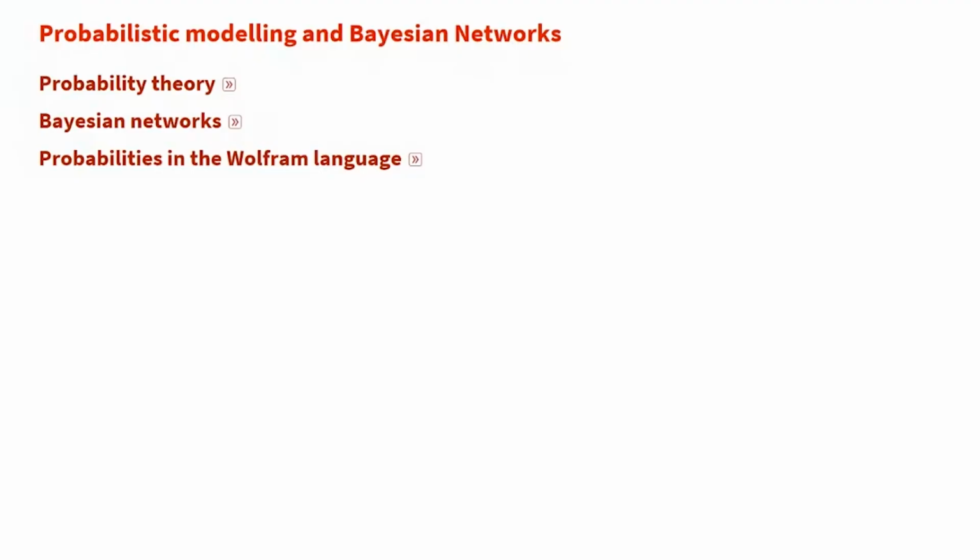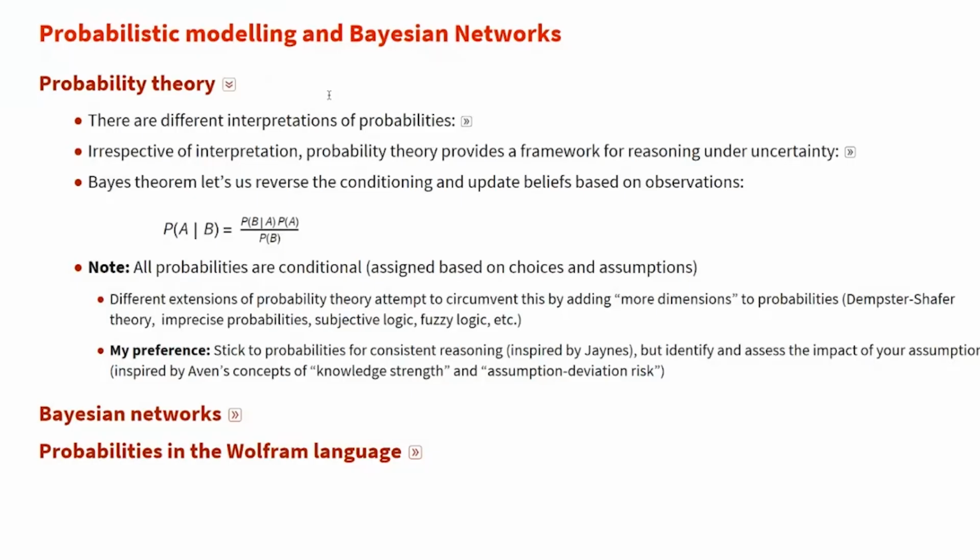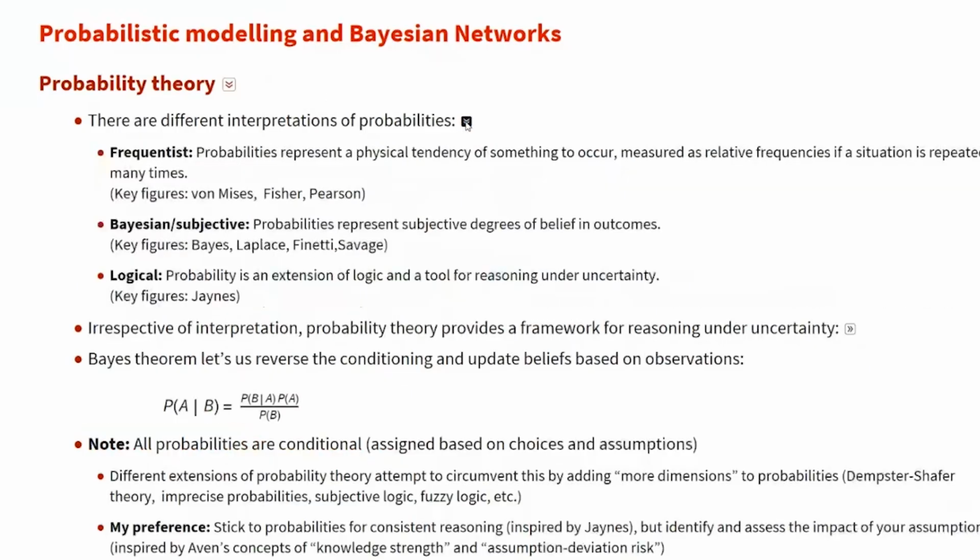Before I go into Bayesian networks, let me briefly review some basics of probability theory. First of all, what is a probability? There are different interpretations of probabilities, including the frequentist interpretation. The probabilities represent the physical tendency of something to occur, measured as a relative frequency, if the situation is repeated many times.